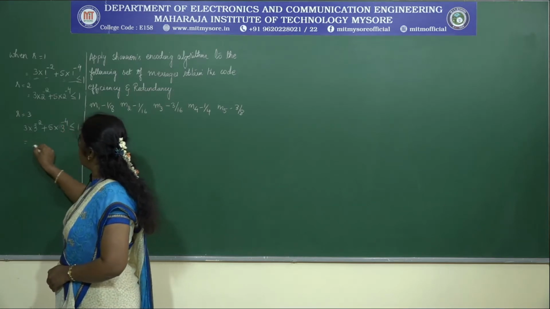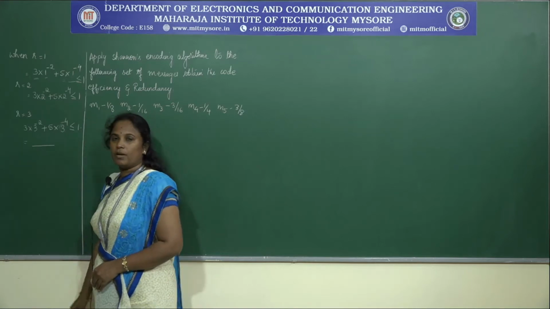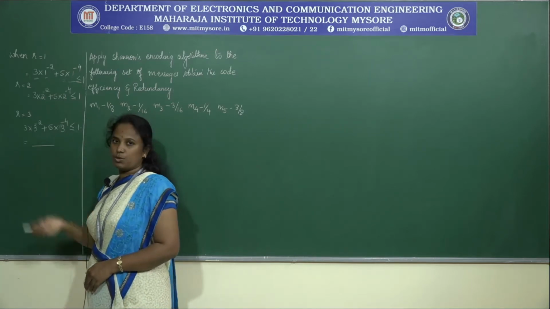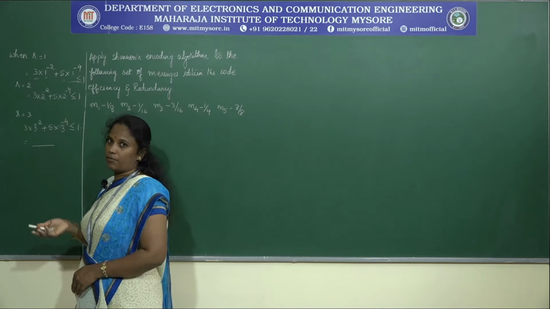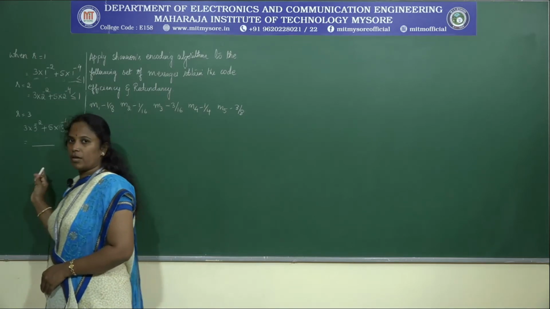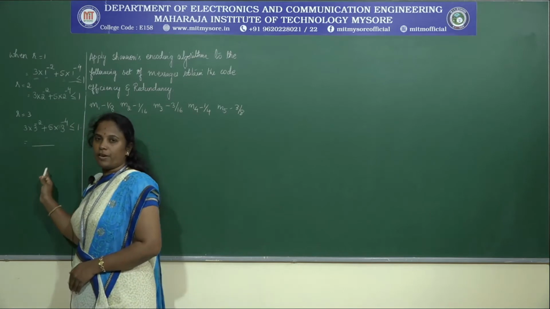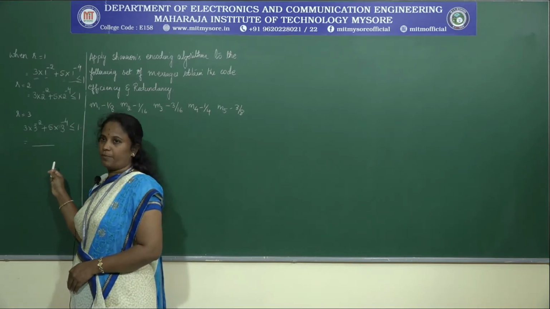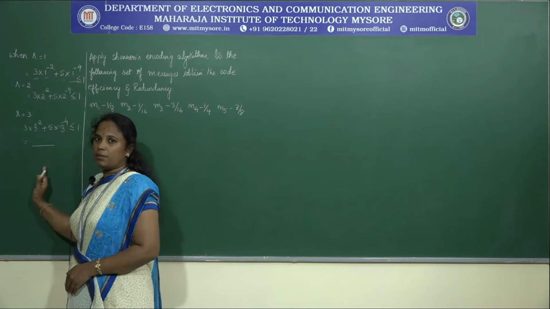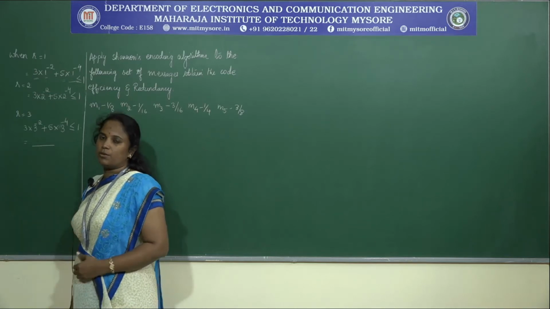If you calculate these values, you will get the R value, that means what should be the length of the code alphabet, or how many code alphabets should be present. Later on, we completed the problem by finding the instantaneous code. So this is about the problem related to the instantaneous code.